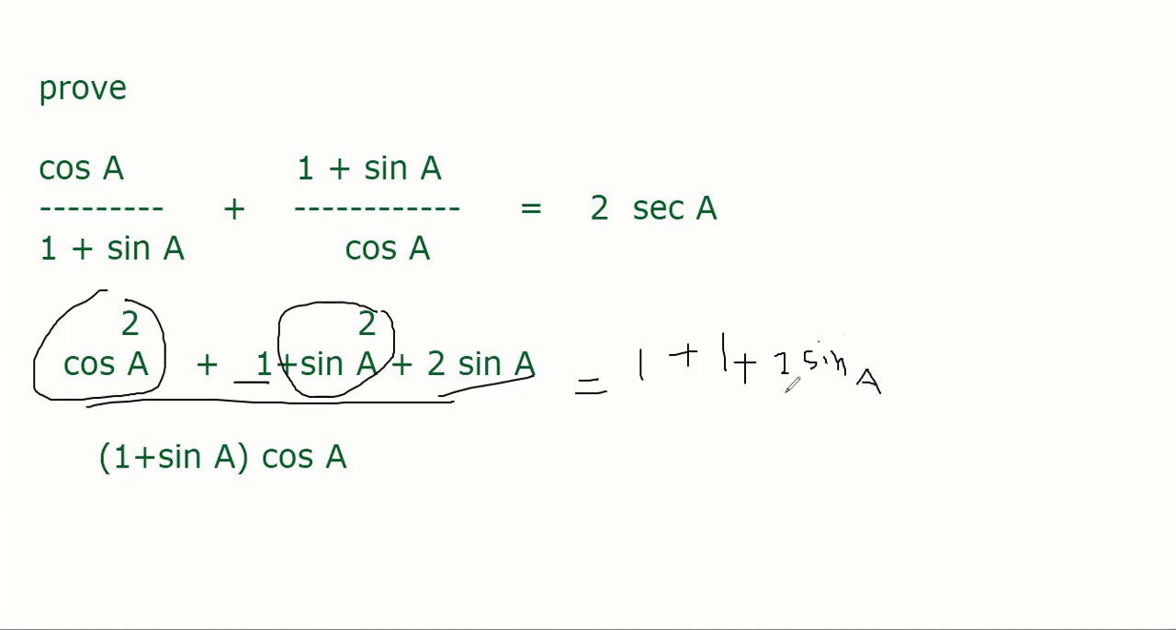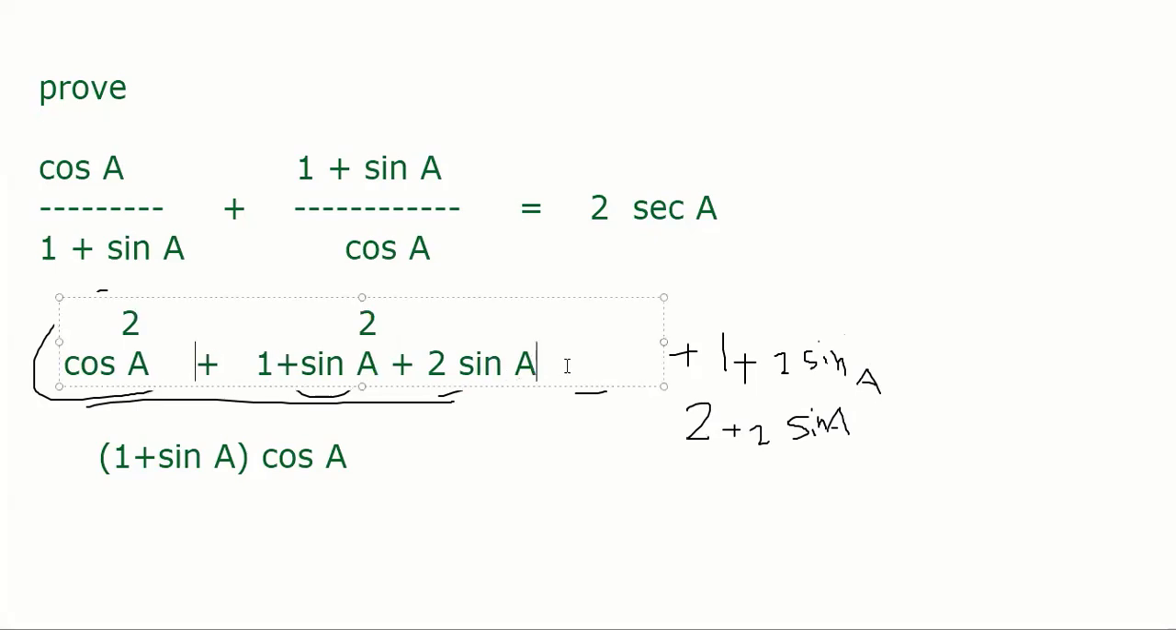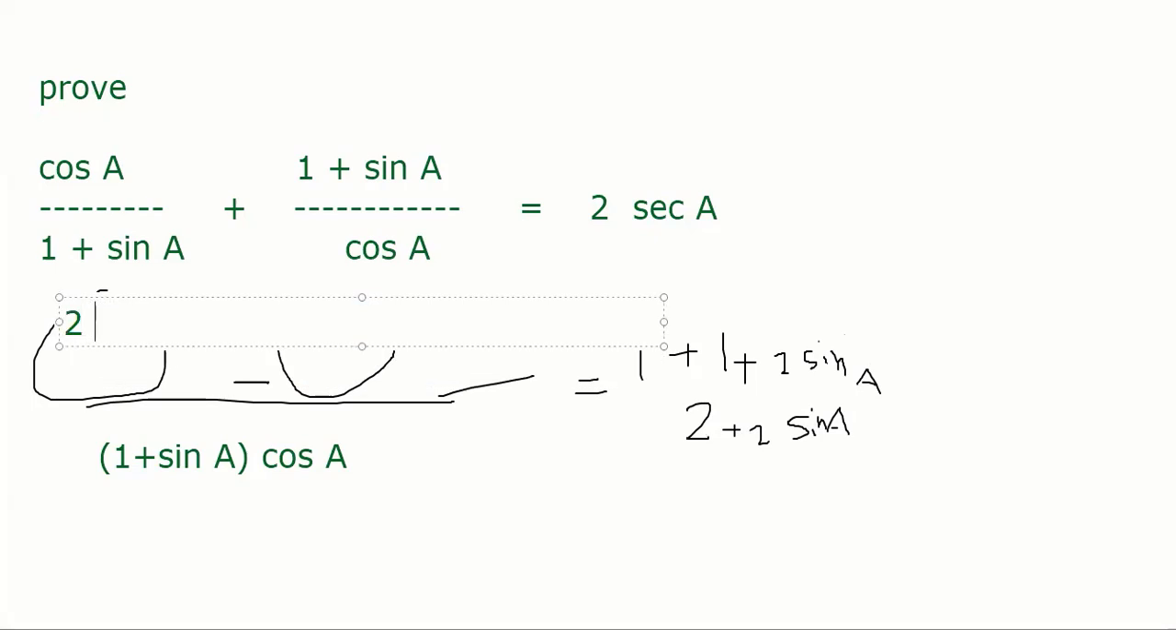So 1 plus 1 plus 2 sin a. How much is 1 plus 1? 2. So 2 plus 2 sin a. So I can write, in place of all this, 2 plus 2 sin a, right everybody? 2 plus 2 sin a. Everything else will go away.